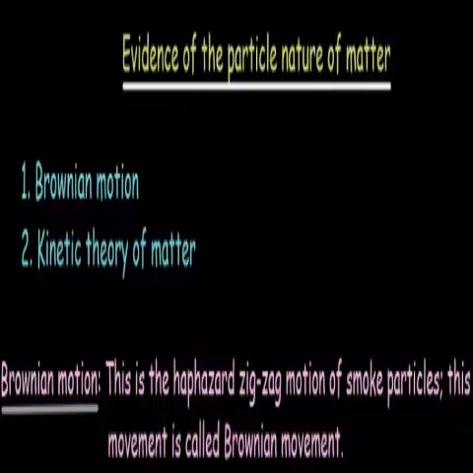Alright, so this is a good example of haphazard zigzag motion of small particles, as you can see on the board. This diagram explains all about Brownian motion. You can see that the motion of the small particle is in a zigzag manner. So we call this Brownian movement.